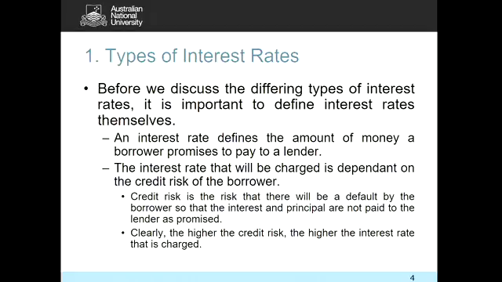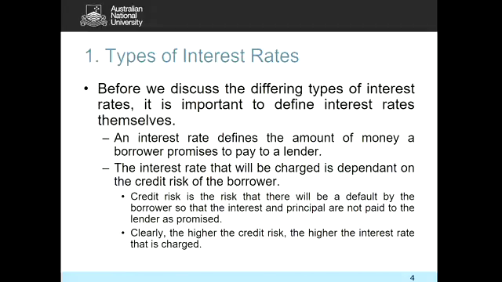He's good credit. And then over here, we have another borrower who has no credit history at all. I have no idea what her likelihood to pay me back the amount of money will be. So I charge her a higher interest rate because she is riskier, a riskier person for me to lend my money to. So that's the bottom point there: the higher the credit risk, the higher the interest rate that is charged.